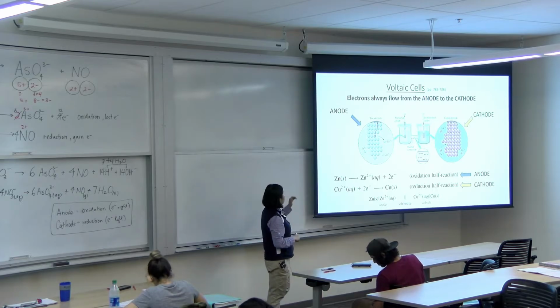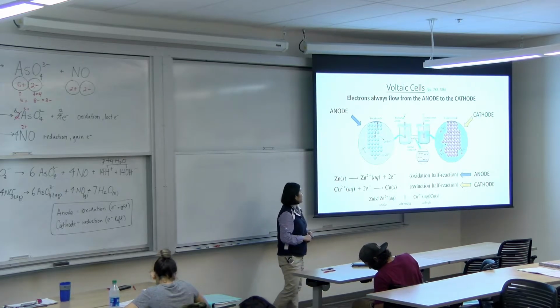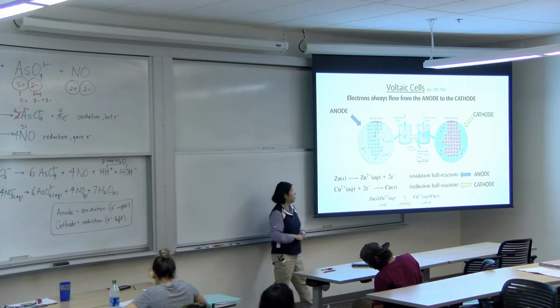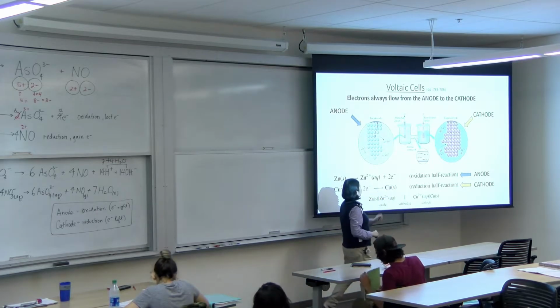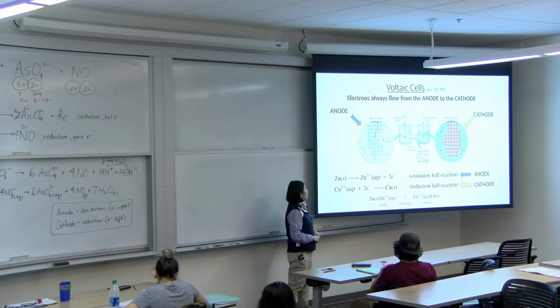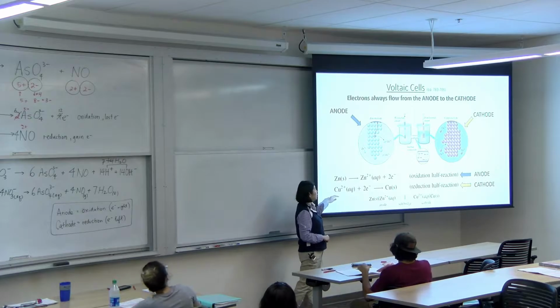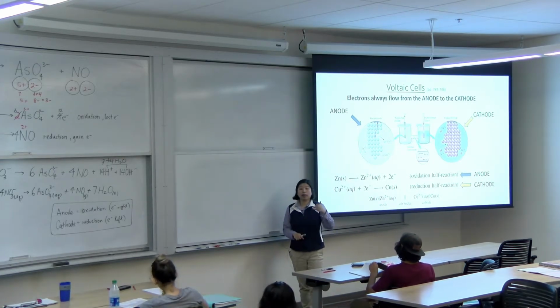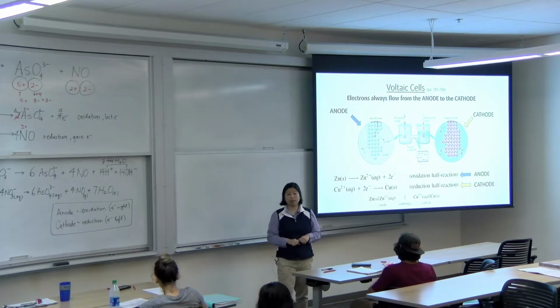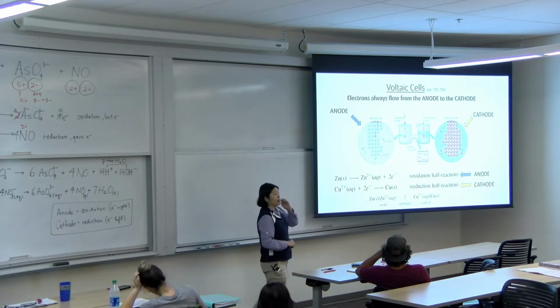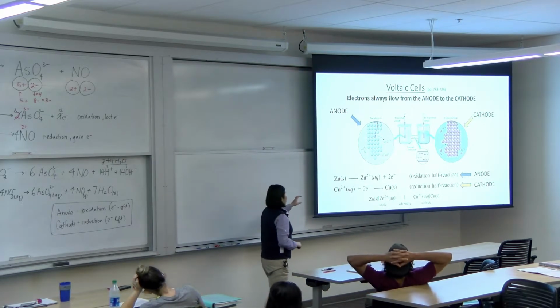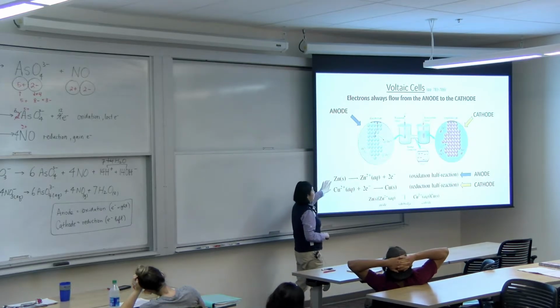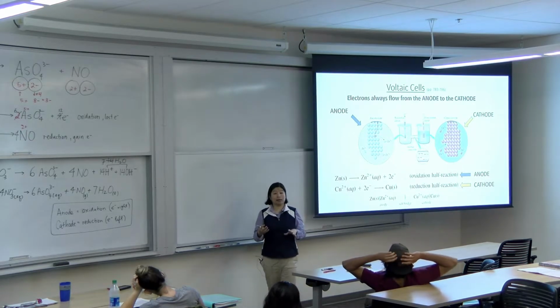So here your zinc is your anode because that is where the oxidation is happening. And again, quickly, the electrons are on the right side. And the copper half cell is where the reduction is happening. And again, quickly we can tell because the electrons are on the left side. You feel comfortable? Okay.